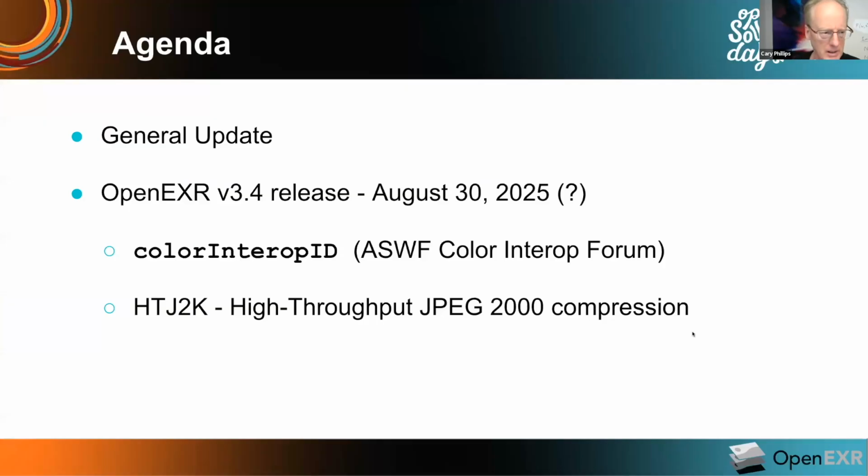The agenda for today, we'll go over a few miscellaneous project updates and then spend most of the time talking about the upcoming 3.4 release that we're aiming to get out by the end of the month. The substance of that is two issues that we'll talk about: the collaboration with the Color Interop Forum and the introduction of some new metadata, the Color Interop ID to support that. And the bulk of the conversation today, I think, will be on the new high throughput JPEG 2000 compression.